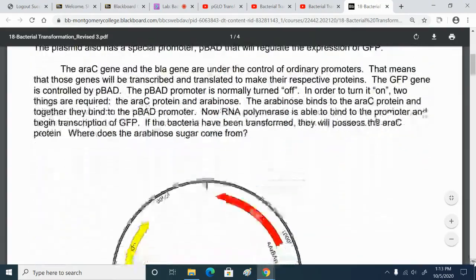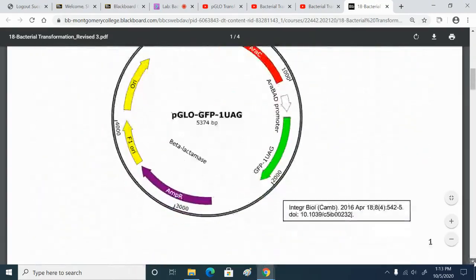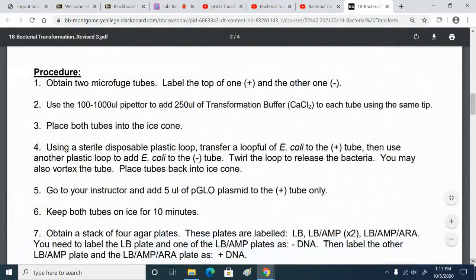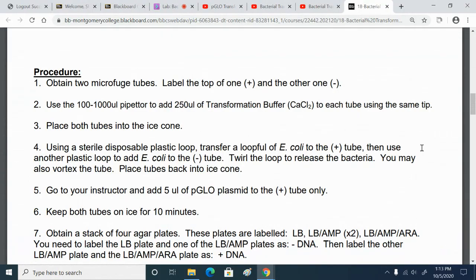So for the procedure, what you would have done in class is each group would get two microfuge tubes, those little tiny tubes. You label the top of one plus and the other minus, and that's just to indicate that one tube will eventually get plasmid DNA and the other tube will not get any DNA. And then you use a micropipetter to add your calcium chloride transformation buffer to each tube, and then you put the tubes on ice.